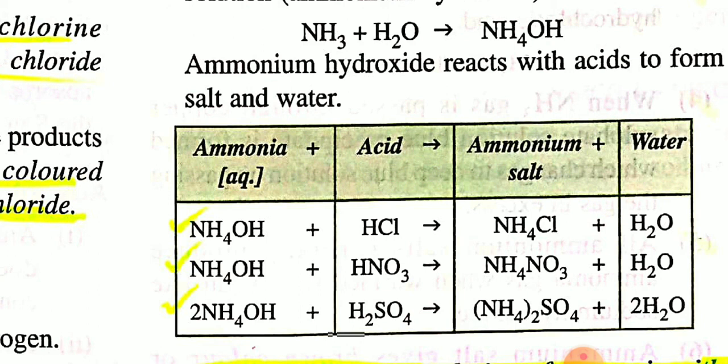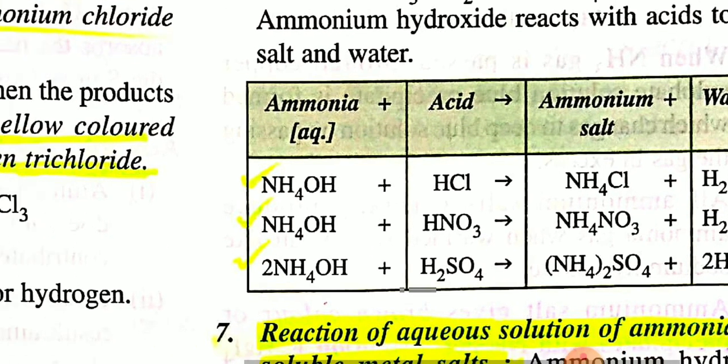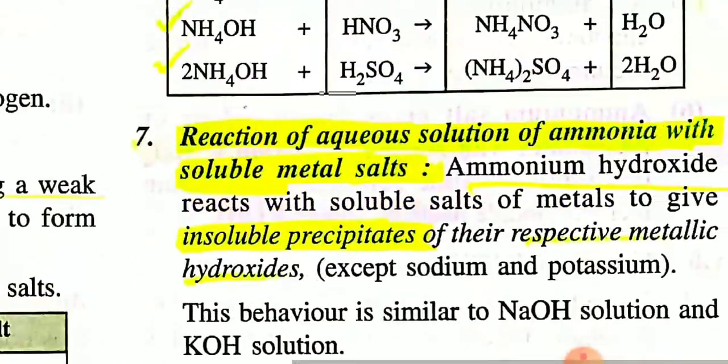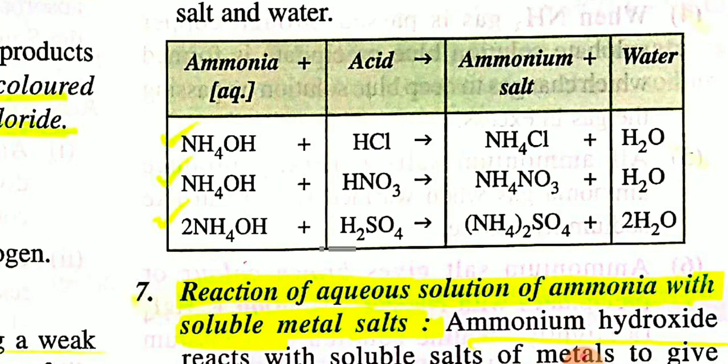And when ammonium hydroxide, that is the aqueous solution of ammonia, reacts with nitric acid, it forms ammonium nitrate, NH4NO3, plus water. And when ammonium hydroxide, NH4OH, reacts with H2SO4, it forms ammonium sulfate plus 2H2O. That means when ammonia gas reacts with acid, it forms ammonium salt. But when the aqueous solution of ammonia reacts with acid, it forms ammonium salt and water.